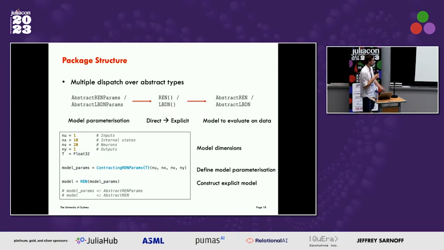And you can see here that the model parameters are subtypes of our REN params, and the model itself is a subtype of our abstract REN.